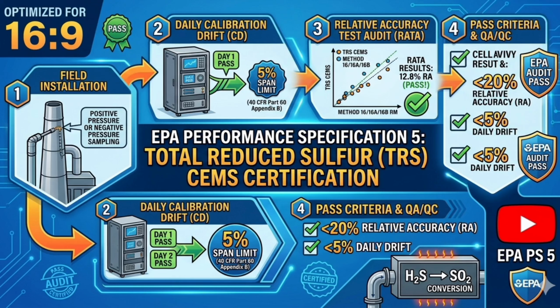Welcome to this explainer. Today, we're treating the EPA's Performance Specification 5 like the ultimate rulebook for a pretty high-stakes game of environmental compliance. If you've ever wondered exactly how industrial facilities are legally forced to prove they aren't just pumping dangerous sulfur compounds into the air, you are absolutely in the right place.